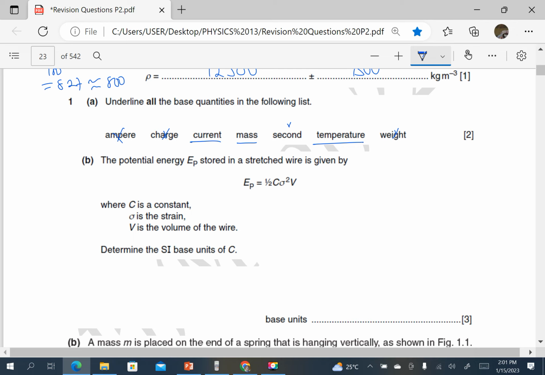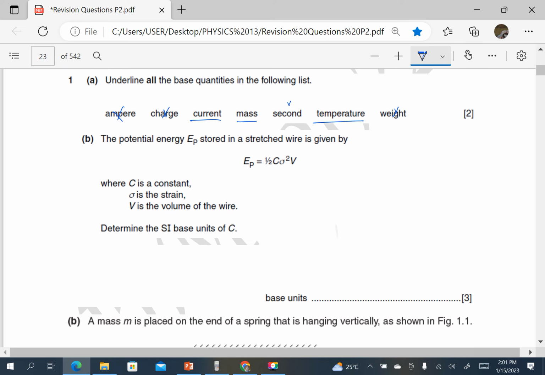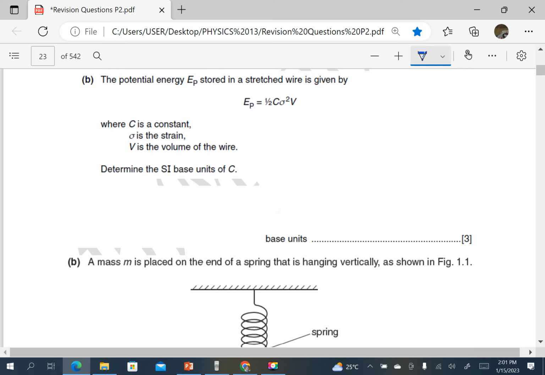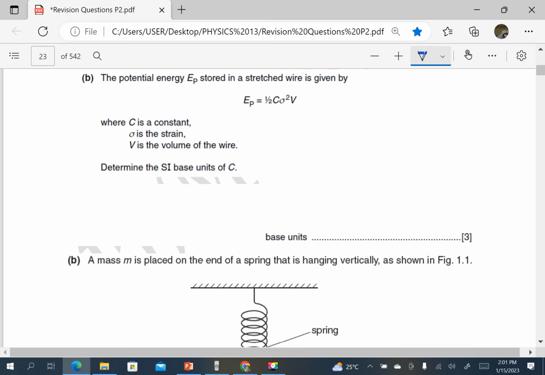The potential energy EP stored in a stretched wire is given by that expression. EP is equal to that. C is a constant, sigma is strain, V is the volume of the wire. Determine the SI base units of C. So to begin with, V is volume, the units of V will be meters cubed. Secondly, strain is extension over original length. Strain has no units.